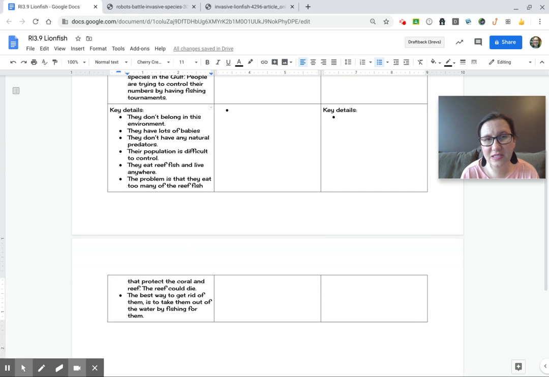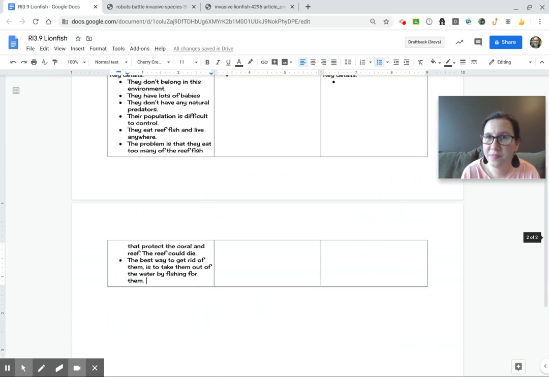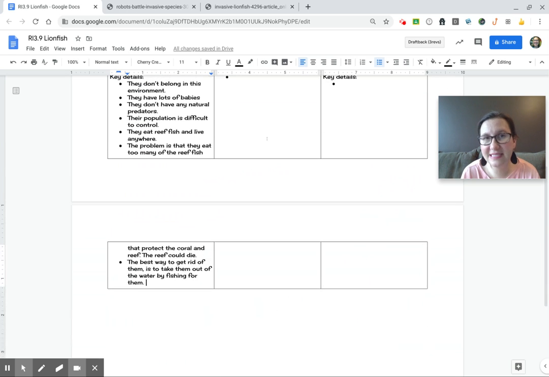What were some things that they talked about in the lionfish article that are also mentioned in the article called Driving Away Problem Animals and Plants? What were some things that were the same? Can you think of at least 5 things that they say that are the same in both articles? I look forward to seeing your responses. If you need help on this, you can go ahead and go back and rewatch this section of the video.